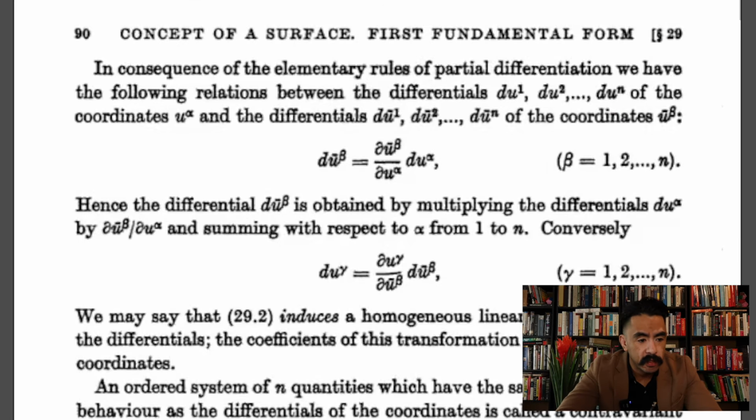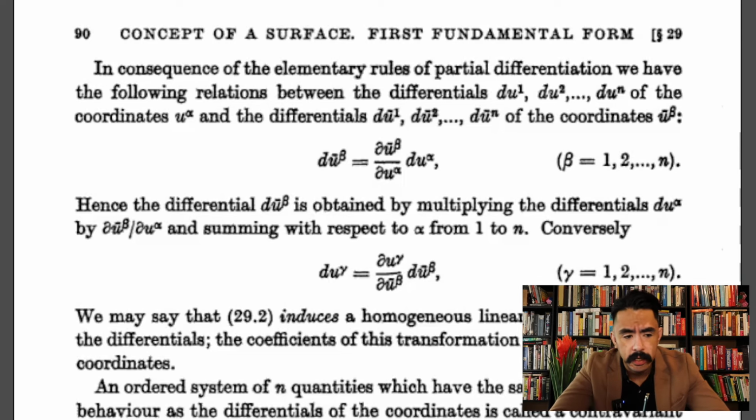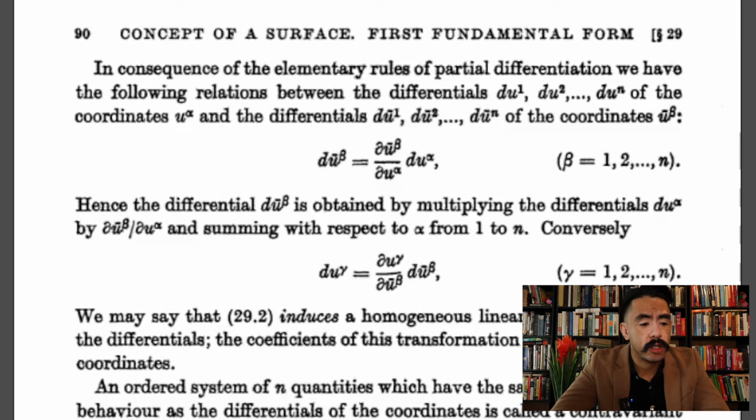In consequence of the elementary rules of partial differentiation, we have the following relations between the differentials du^1, du^2, etc. through du^n of the coordinates u^α and the differentials dū^1, dū^2, etc., dū^n of the coordinates ū^β. dū^β is equal to ∂ū^β/∂u^α times du^α, where β is 1 through n. Hence, the differential dū^β is obtained by multiplying the differentials du^α by ∂ū^β/∂u^α and summing with respect to α from 1 to n.